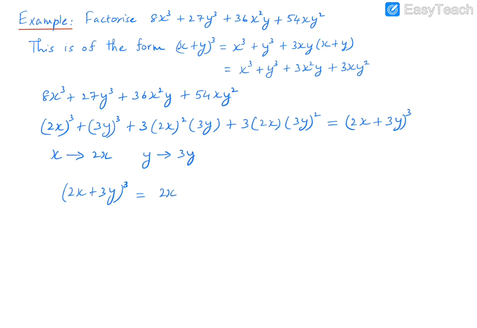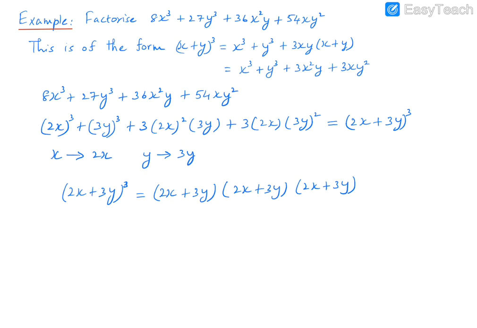Now 2x plus 3y the whole cube can be split out as 2x plus 3y. Anything power 3 means the same thing multiplied 3 times. So 2x plus 3y into 2x plus 3y into 2x plus 3y. Those are the factors of our given algebraic expression. So 2x plus 3y, 2x plus 3y, and 2x plus 3y. And these are the 3 factors. So eventually we have this algebraic expression evaluating to 2x plus 3y the whole cube, because it resembles the identity for x plus y the whole cube.